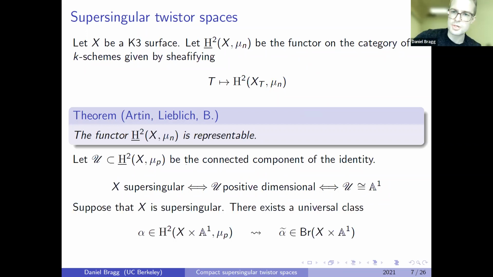Okay, but in the supersingular case, the fact that this group scheme is positive dimensional means you can do something interesting. One consequence of this representability is that there's a universal class, which is a class in H^2 of X × A^1 with coefficients in μ_p. Oh, sorry, I should have said this explicitly. I started out looking at μ_n, and then I switched to μ_p just after the theorem.